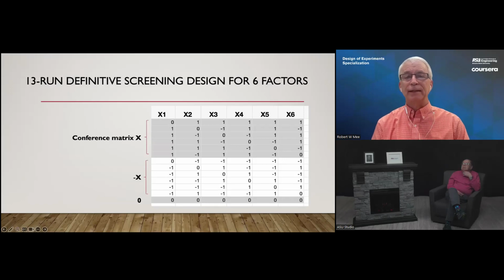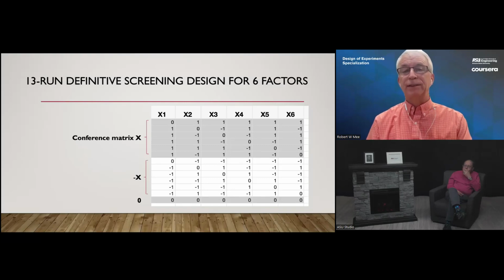So let's look at an example. Here is that 6 by 6 conference matrix X that you see shaded in gray. And then you see the fold over of that is the next 6 rows. And then finally, here we have a single row of zeros, the center point combination in the last row. Obviously, the runs should not be performed in this order, but it's easy to see the construction from this. The rows ought to be performed in a randomized order.